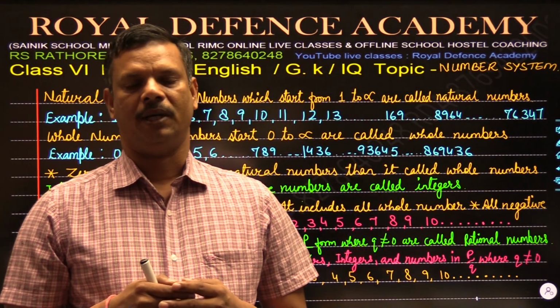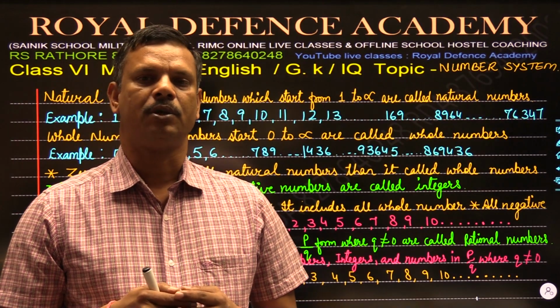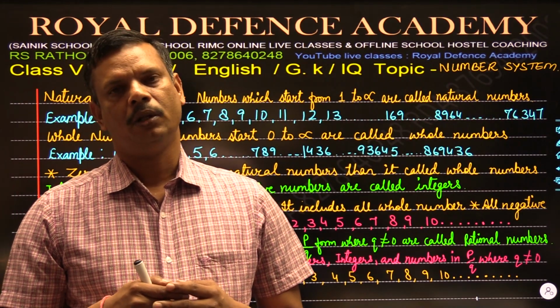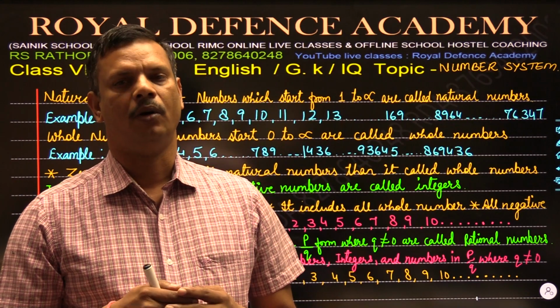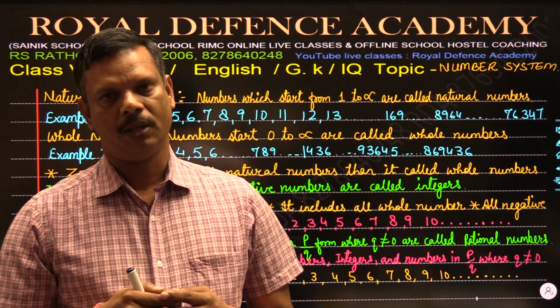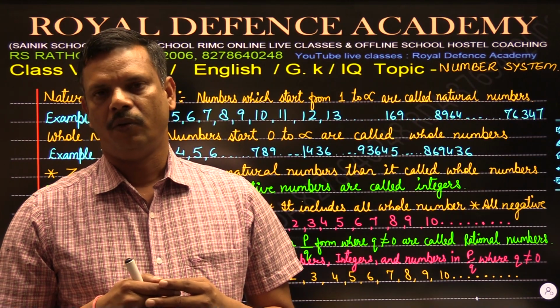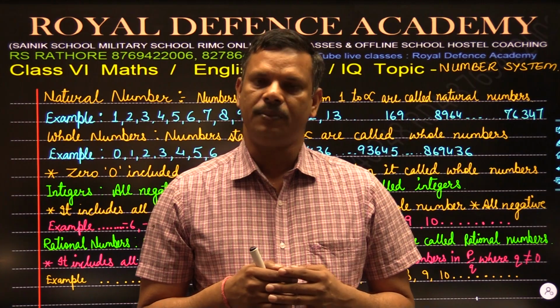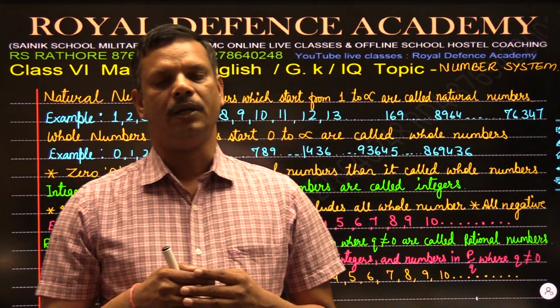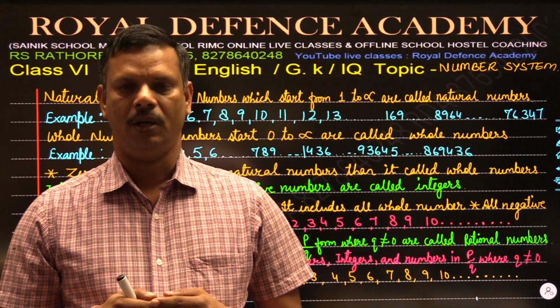Then we have whole numbers. When 0 is included with natural numbers, then it becomes your whole number. That means all the natural numbers are included in whole numbers along with 0. Now whole numbers start from 0 to infinity: 0, 1, 2, 3, 4, 5, 6, 7, 8, 9 and continuously all positive numbers. These are called whole numbers.